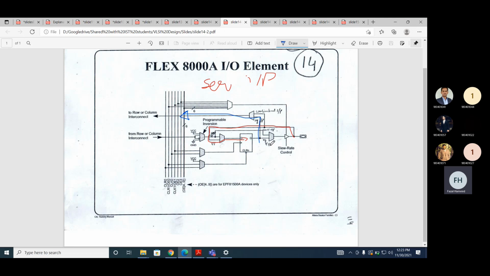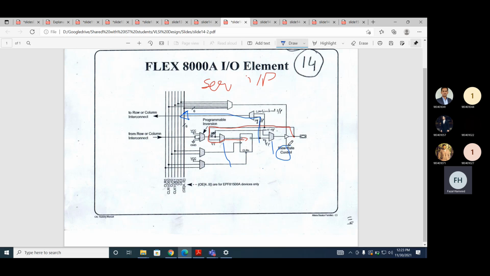Okay. So the multiplexer is there. This multiplexer is used to configure whether it is an input or output, and this multiplexer decides whether you want a combination function or a sequential function. It all depends on that. And there is also slew rate control. We also have a programmable slew rate control.